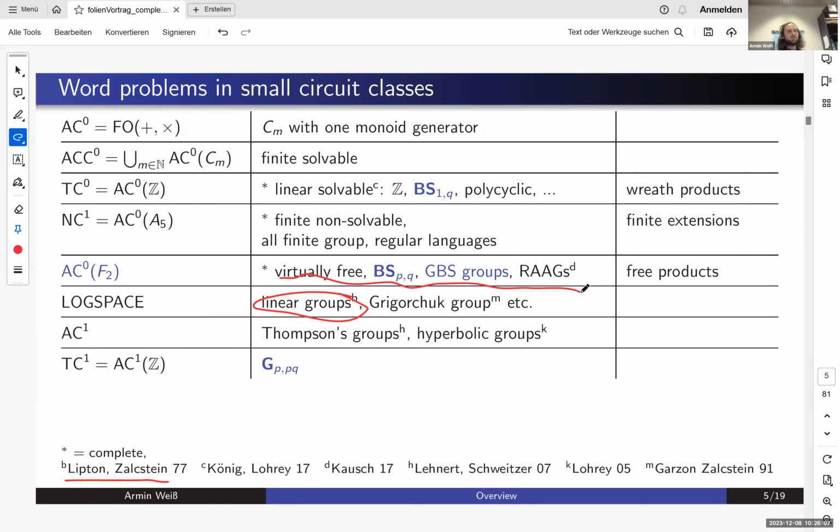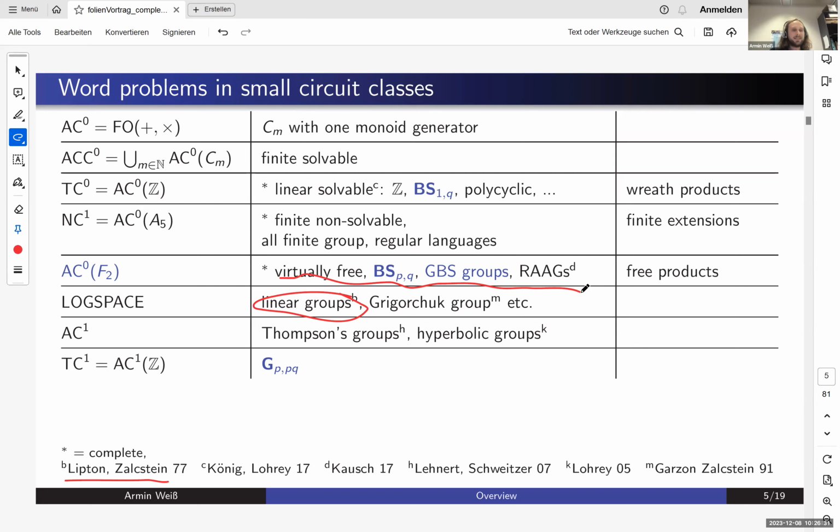And yes, so if we want a complete problem for log space within group theory, we can think about the uniform word problem for finite permutation groups. We give you a bunch of permutations over some n elements, and I want to compute the product. So that's log space complete. Then after log space, the classes are getting more and more powerful.